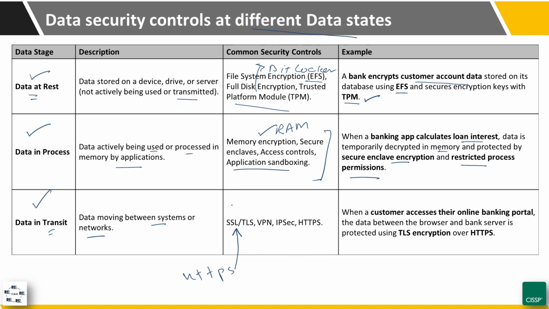And so the security controls during transit are SSL/TLS, which is transport layer security. Previously it was SSL. Nowadays the latest standard is TLS. VPN, which is virtual private network. IPsec is also VPN for layer 3 IP security. And HTTPS, as I said, for browsing the web, we use HTTPS, which secures our data and encrypts it during transit. So when a customer accesses their online banking portal, the data between the browser and the bank server is protected using TLS encryption over HTTPS.